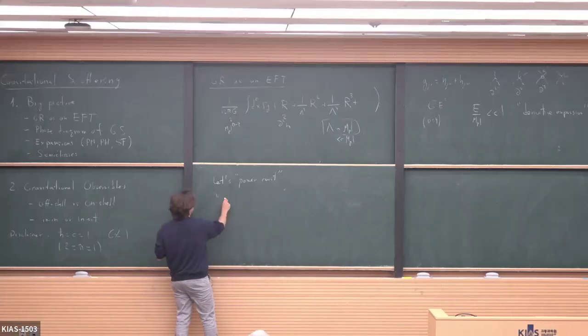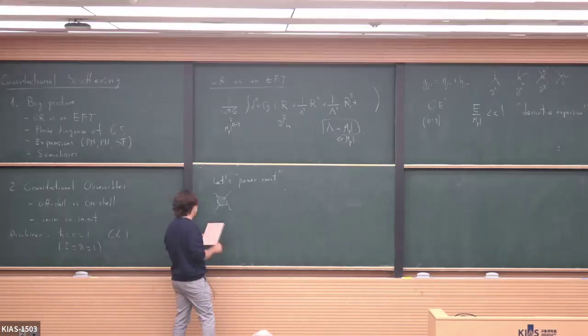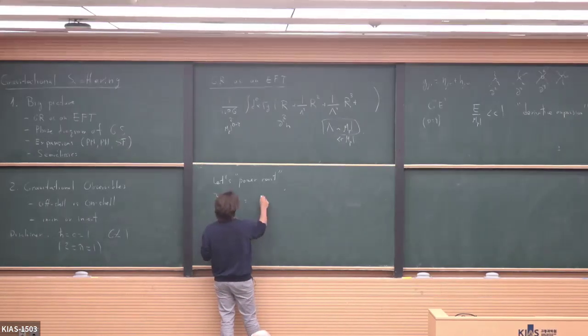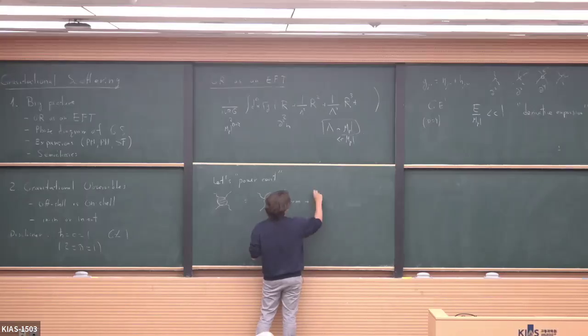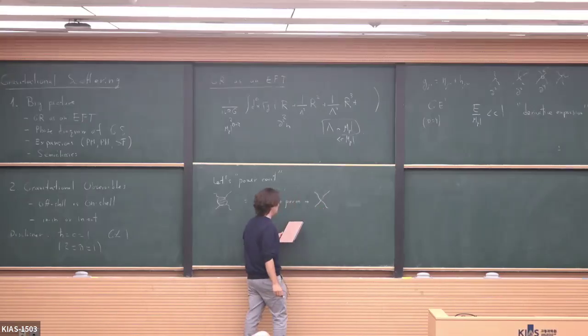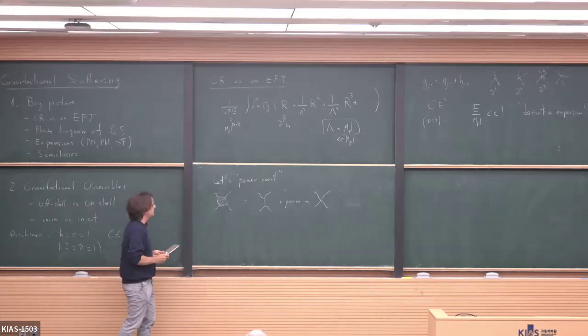So let's think about the 4-graviton amplitude. Let's just draw all the diagrams that we could draw, right? There are going to be diagrams that look like this, some permutations, and diagrams that look like this. Okay, so let's count this first.